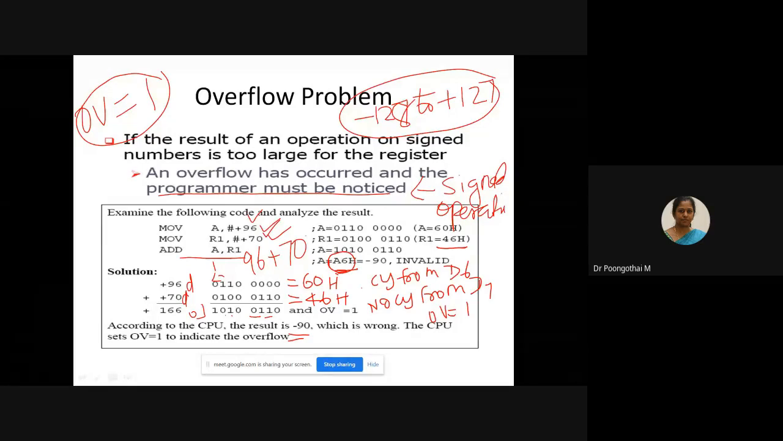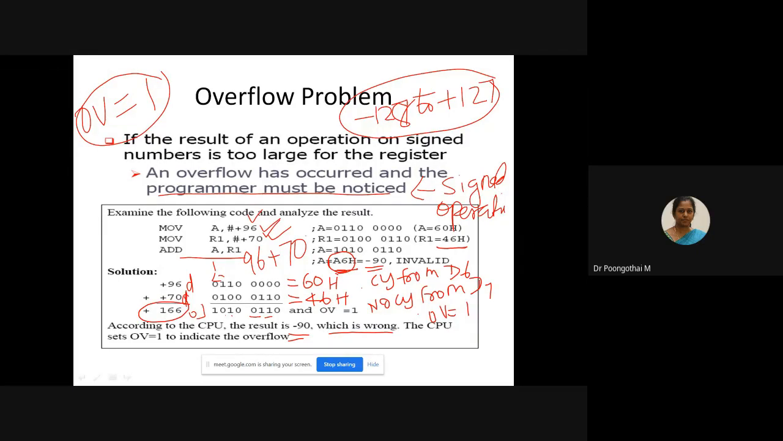If you look at that table, the equivalent decimal number for this A6 is minus 90. Okay. Since we are doing signed addition, the result is minus 90, which is wrong. And also you look at this overflow flag status to indicate that the result is exceeded. Overflow is used to indicate whether the result is within the range or out of range. Okay. So the result according to the CPU is minus 90. Okay. The reason is that the result is larger than what accumulator could contain.